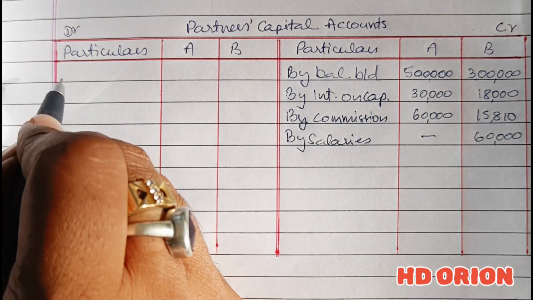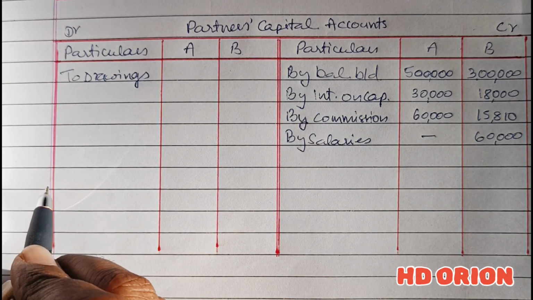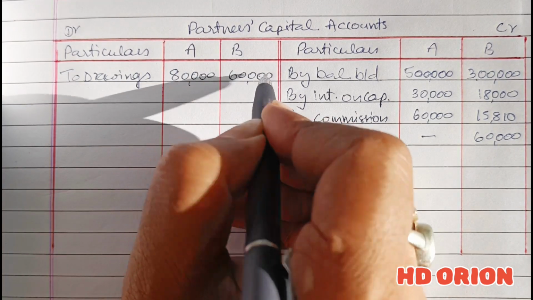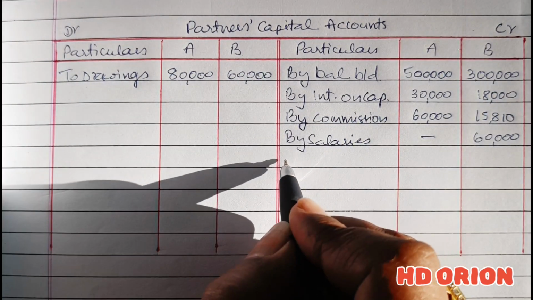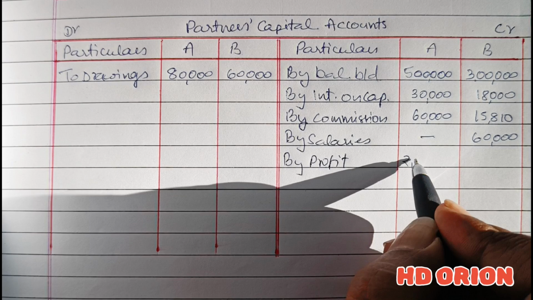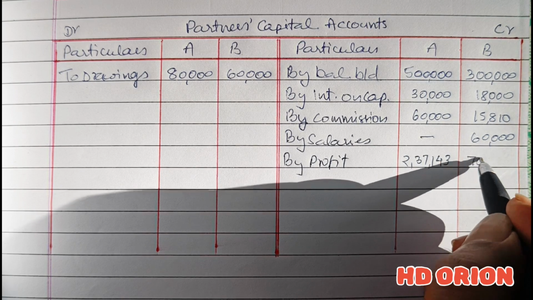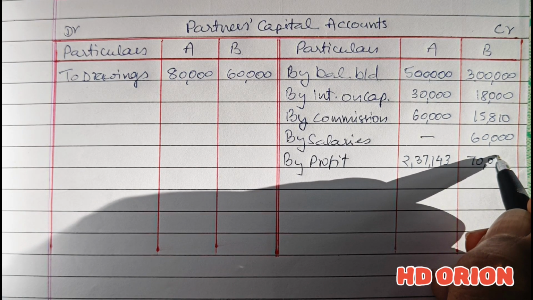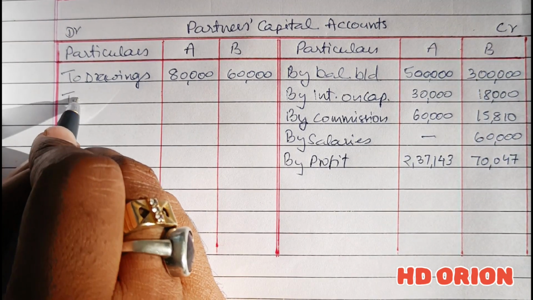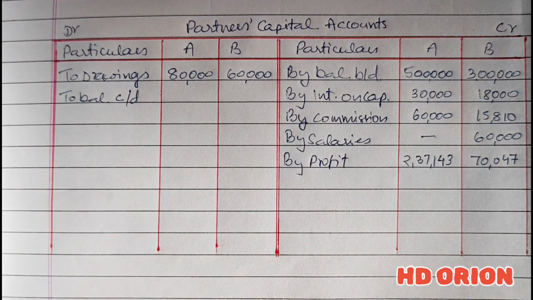Now there are also drawings. So drawings, as given in the question, are rupees 80,000 for A and rupees 60,000 for partner B. Distributable profit in the ratio 3:1 that we have been given, 2,37,143. Let us round it off, and 70,047 to balance carried down, because the credit side is more, so we will get a credit balance here.